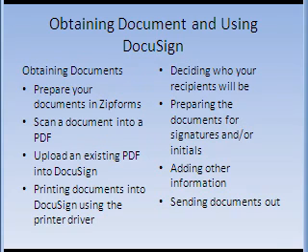For the obtaining documents, we're going to be talking about preparing your documents in zip forms a little bit, scanning a document into a PDF, uploading an existing PDF into Docusign, printing documents into Docusign using the print driver, deciding who your recipients will be, preparing the documents for signatures and/or initials, adding other information, and sending documents out.